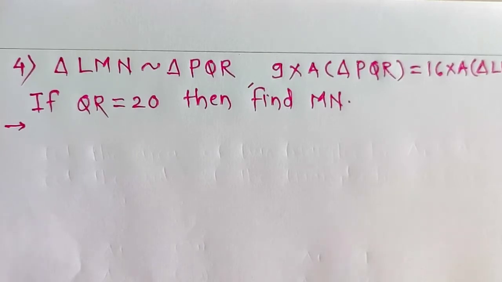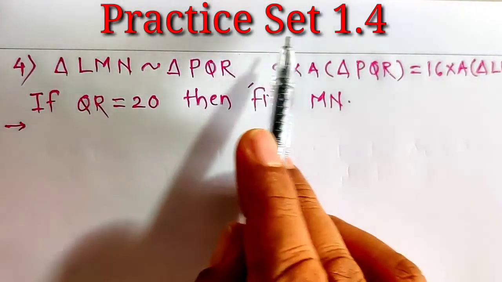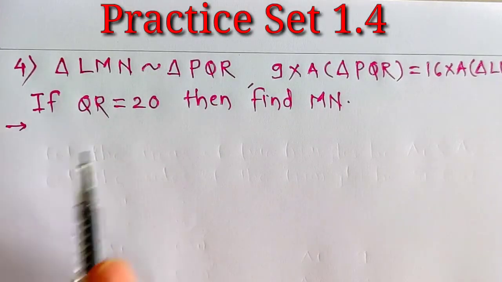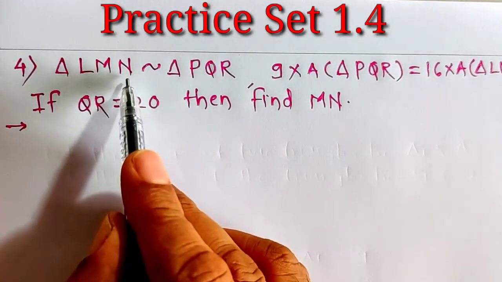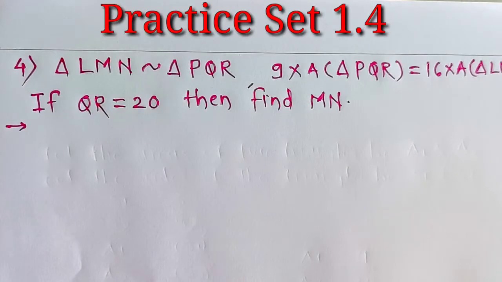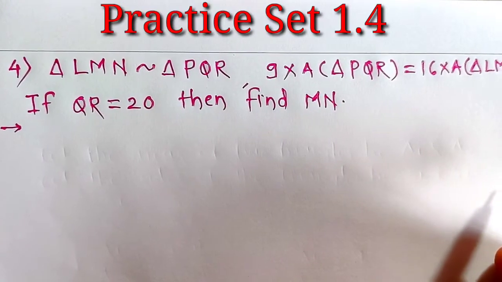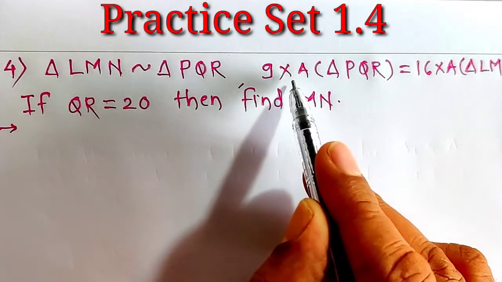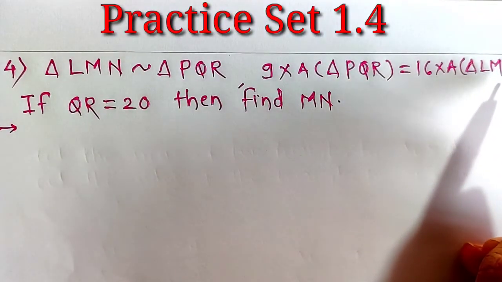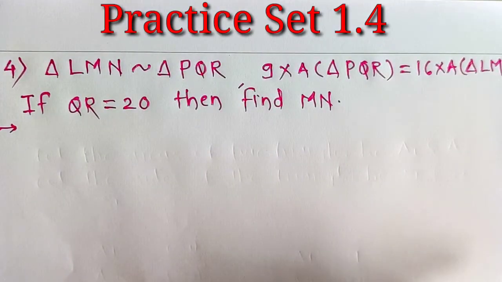So students, here it is sum number 4 from practice set 1.4. Read that sum carefully. Triangle LMN and triangle PQR are similar to each other. Triangle LMN similar to triangle PQR means two similar triangles are given, and the relation between their areas is given. 9 multiplied by area of triangle PQR is equal to 16 multiplied by area of triangle LMN. If QR is 20, then find MN. Means we have to find the corresponding sides.